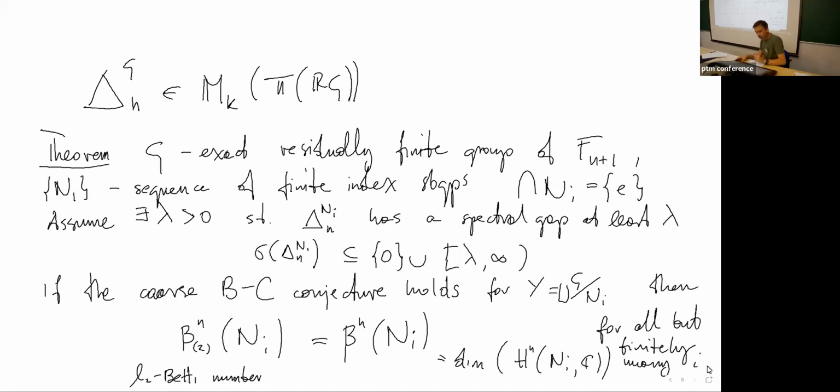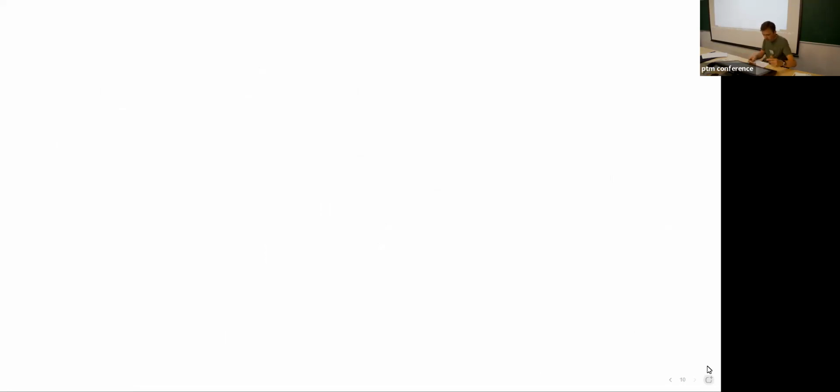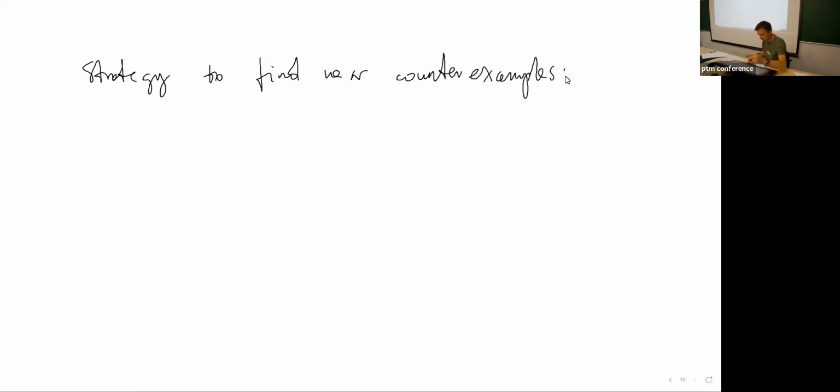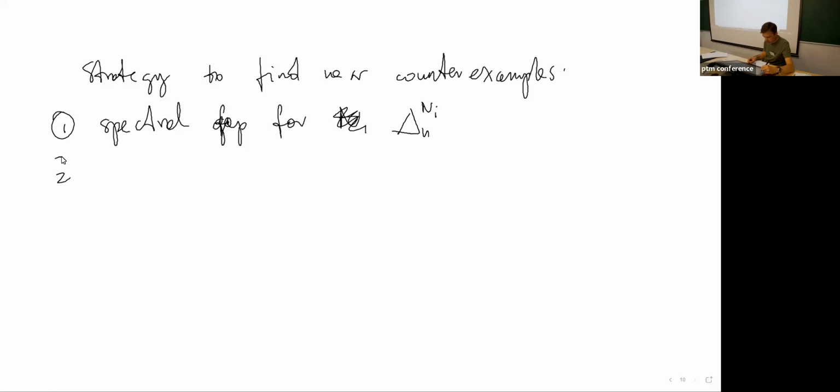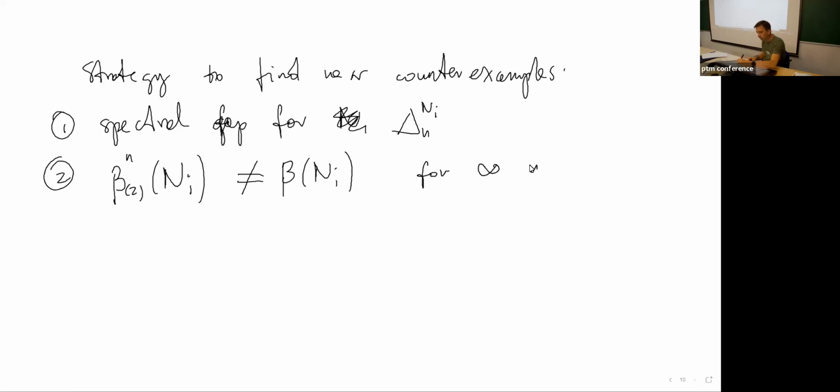So what this does is give a strategy to find new counterexamples. We need a spectral gap for these Delta_{n,i}. We need the L2 Betti numbers to not be equal to the Betti numbers for infinitely many i. And if we have these two, we have that the Baum-Connes map fails to be surjective.